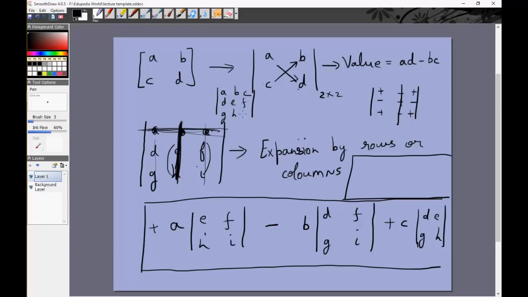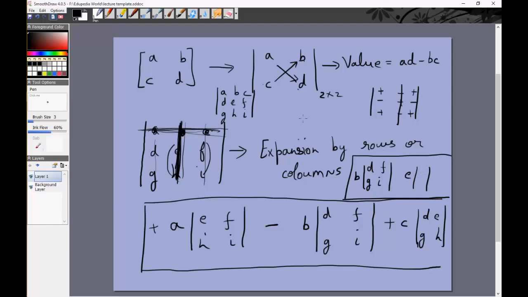So again, we'll take the first entry, that is B, multiplied by the determinant you get by removing this row and this column. That is D, F, G, I. You take the second one, that is E, because now we are expanding it about this column instead of the first row.